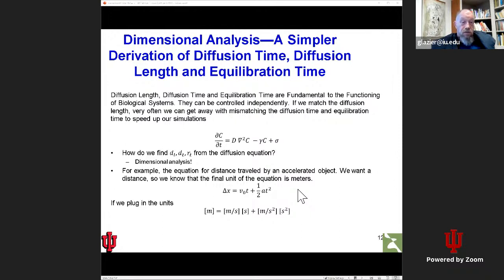Acceleration is the second derivative of position with respect to time. So it has units of distance divided by time squared. And time then has to be squared, because everything has to add up to meters.